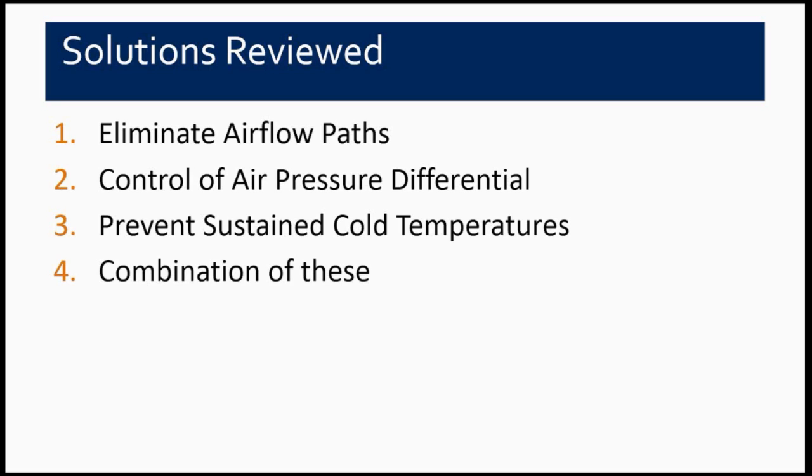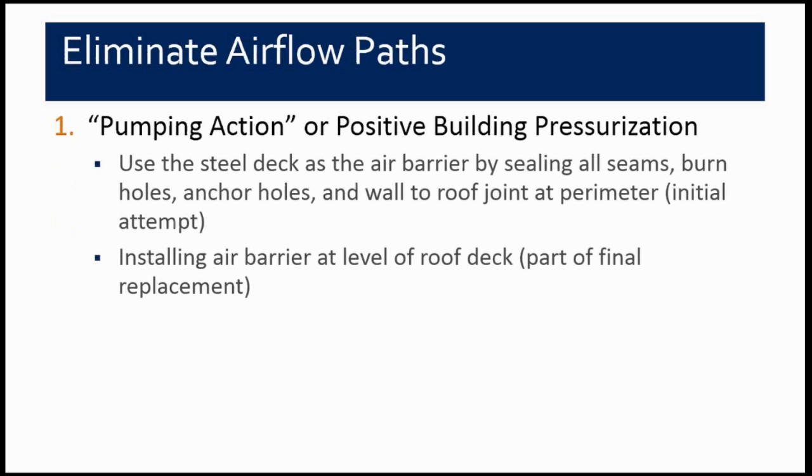We could try to avoid sustained cold temperatures, but that would require doing something like changing the entire roof membrane, which is, as we'll talk about, eventually what was chosen. Or you can do a combination of those. The first attempt for the majority of the building was to eliminate the airflow path, to use the steel deck as an air barrier by trying to seal all the seams and all burn holes and all the other things in the deck. It was later looked at as part of the final solution to try to do an air barrier directly above the roof deck.